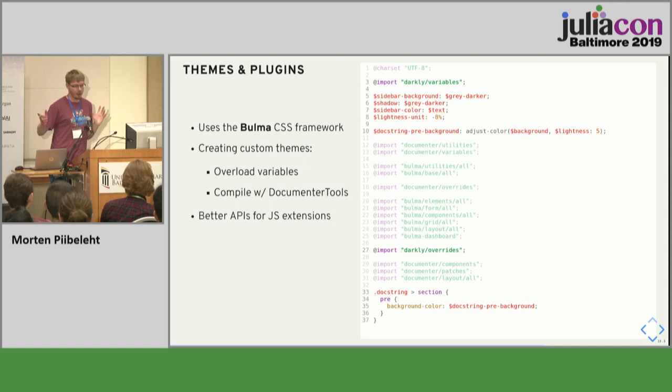And another thing I want to work on is that currently adding additional JavaScript dependencies to the documentation is a little bit hard. Documenter doesn't really have a way of adding additional JavaScript libraries to the resulting HTML. I want to create some APIs, so that would be much easier to do as well.